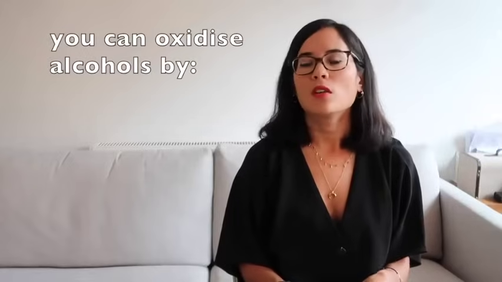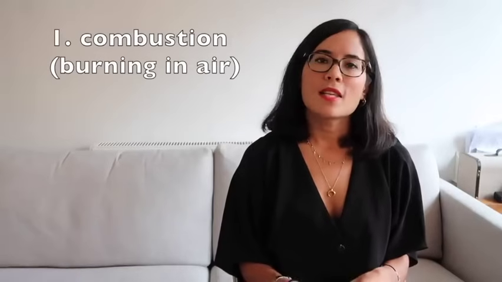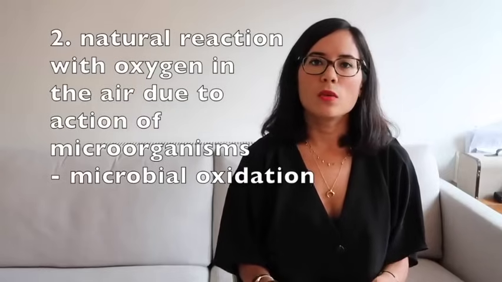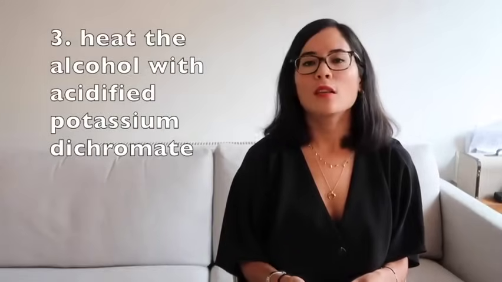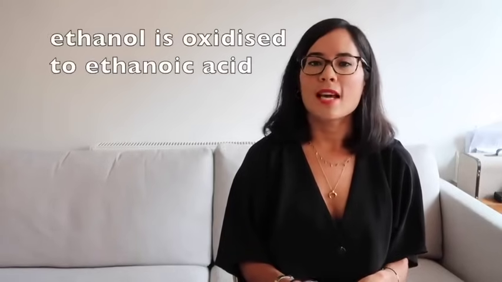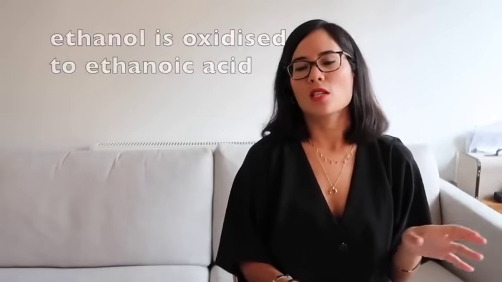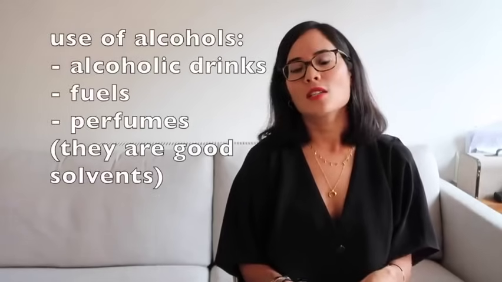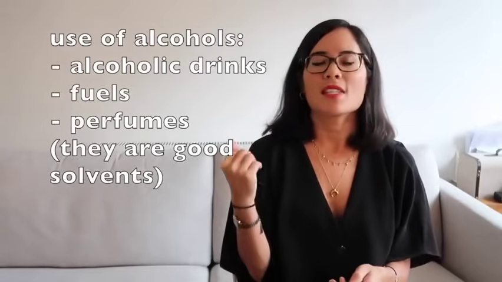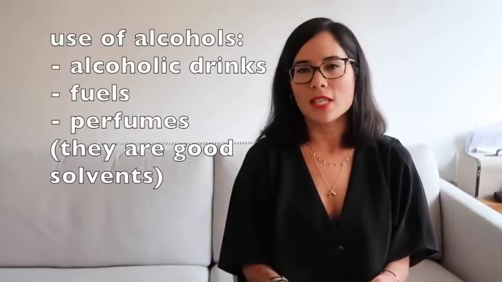So how can alcohols be oxidized? Firstly, you can burn them in air, which we would call combustion, because that's burning. Secondly, they just react naturally with the oxygen in air, and that's due to the action of microbes in the air. We call that microbial oxidation. And lastly, you can heat them with potassium dichromate in the presence of dilute sulfuric acid, and that will also oxidize them. So if we're taking ethanol, for example, it will be oxidized to ethanoic acid. So we've taken an alcohol, we've oxidized it, and it has produced a carboxylic acid. Some uses of alcohol aside from use in alcoholic drinks: they can also be used as good fuels and in perfumes, and sometimes you'll see on your perfume bottle it might say alcohol free because many actual perfumes do contain alcohol.